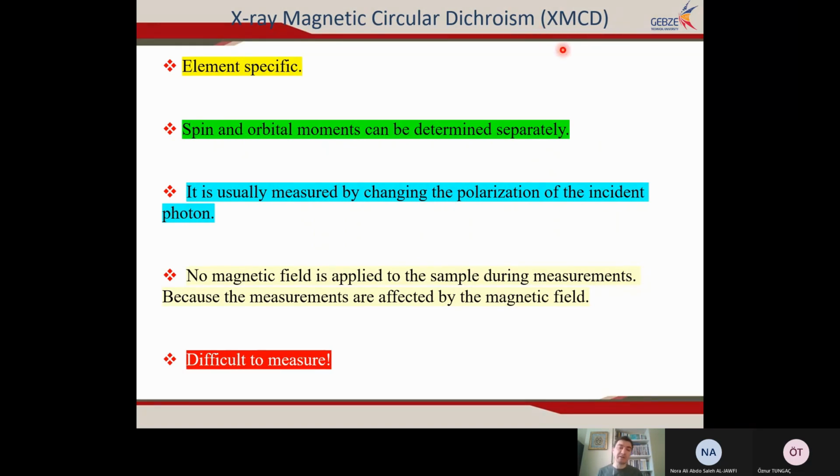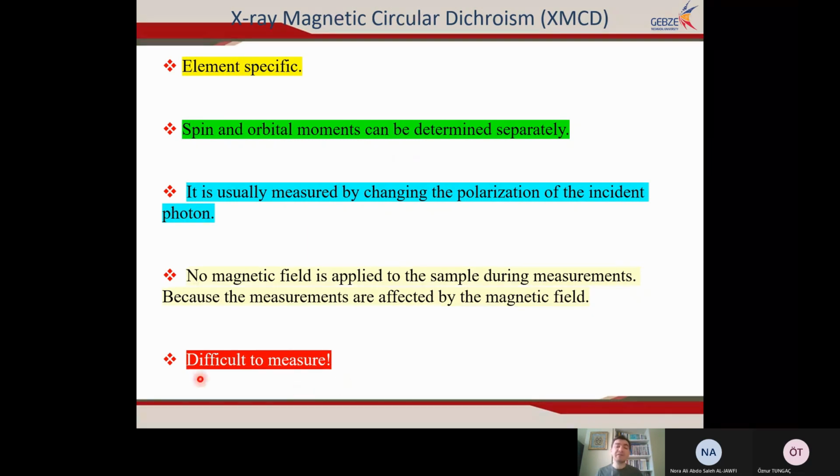In case of XMLD, linear polarization is also used, and no magnetic field is applied to the sample during the measurements because XMCD experiments are affected by the magnetic field. It is related to the experimental design. I will go into detail in the forthcoming part of my lecture.